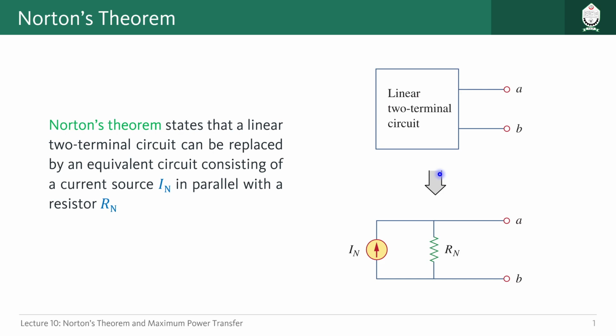resistance. Here in Norton's theorem, we are going to represent this same circuit with a current source in parallel with that resistance. The current source we are calling IN, or Norton current, and the resistor is called Norton resistance. So this is the thing we have to do. Now how to find the values of IN and RN, that we will try to learn here.